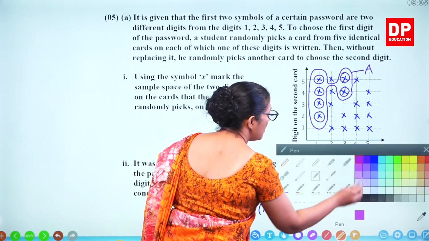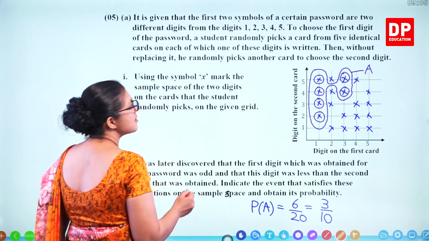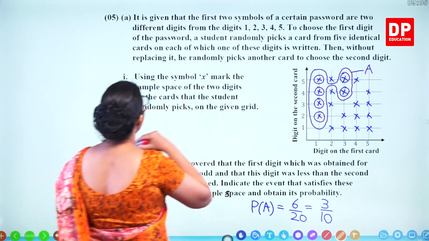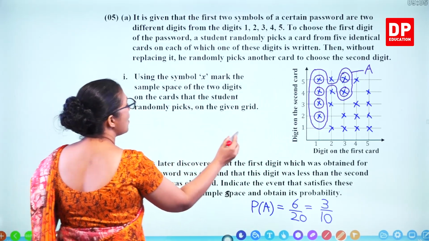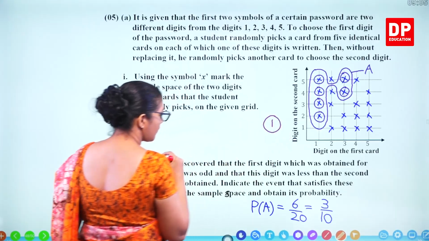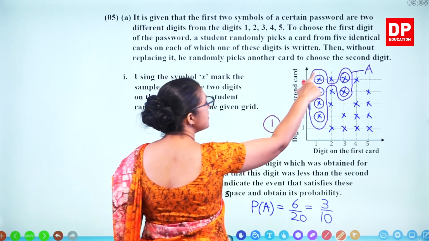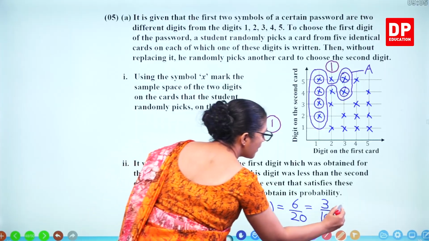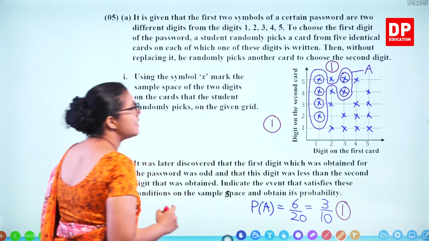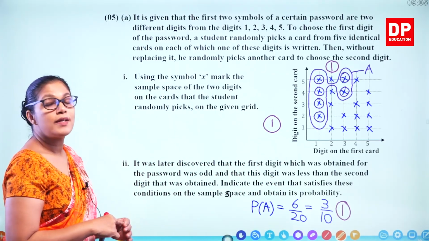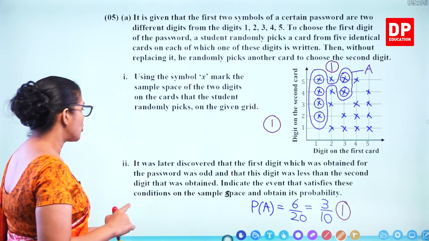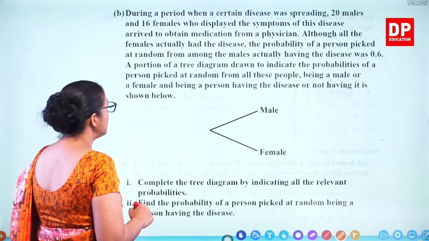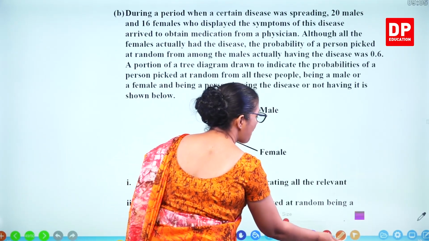Here, when you take marks, this is just 1 mark for the sample space. This one 1 mark. And 1 mark to identify this required one and calculating the probability. That's 2 marks for the second part. Altogether 3 marks. Now take B part.